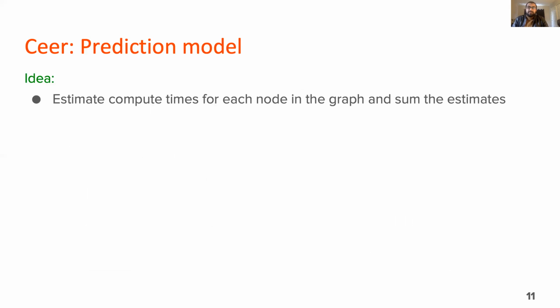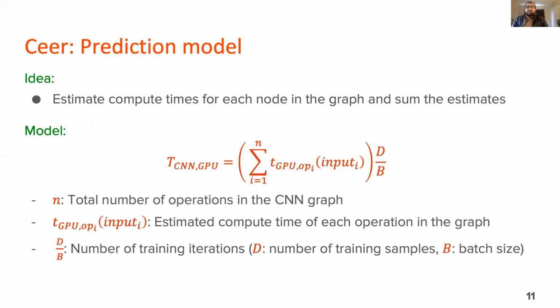Based on the insights discussed, Ceer's estimation models make use of the fact that if we can estimate compute times of individual operations accurately, we can predict training time for a given CNN. This equation shows Ceer's prediction model. It's a linear additive model where T is the total predicted time and N is the total number of operations, and the term inside the summation, that is T GPU op i of input of i, is the estimated compute time for the ith operation for a given input size.